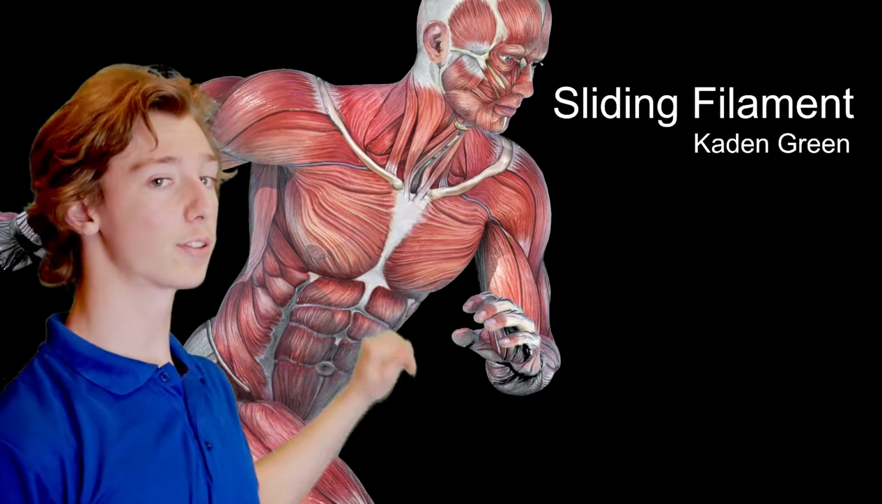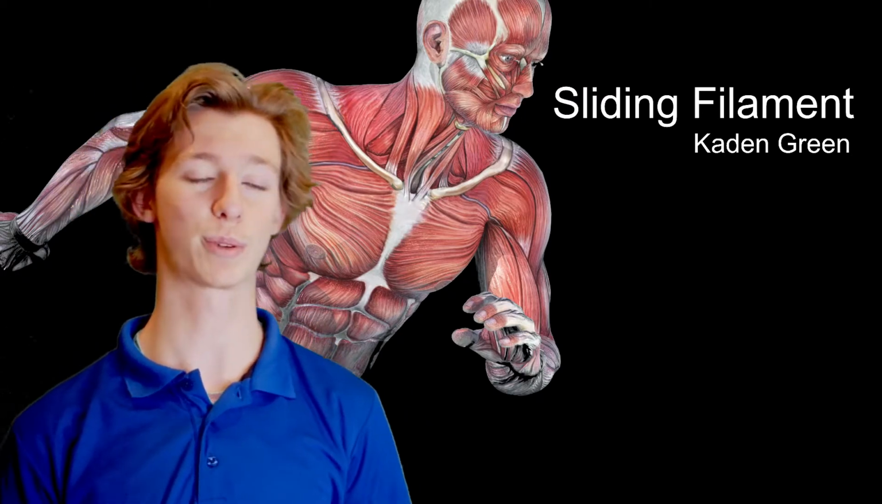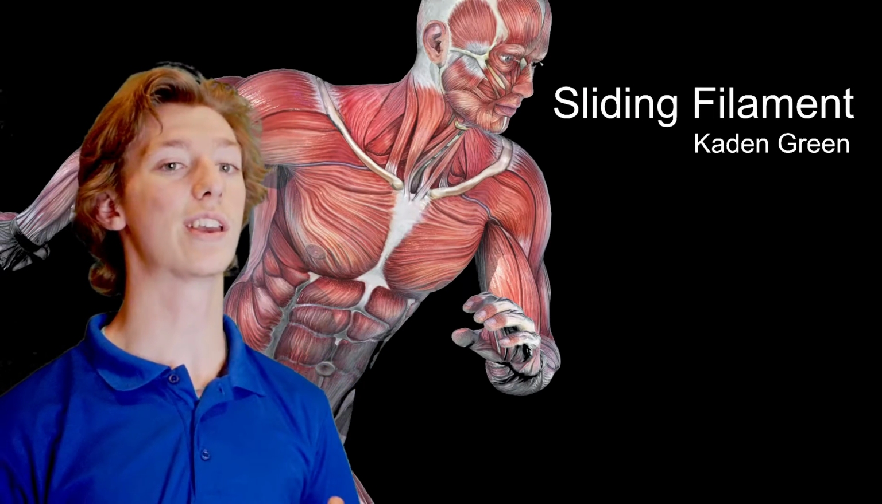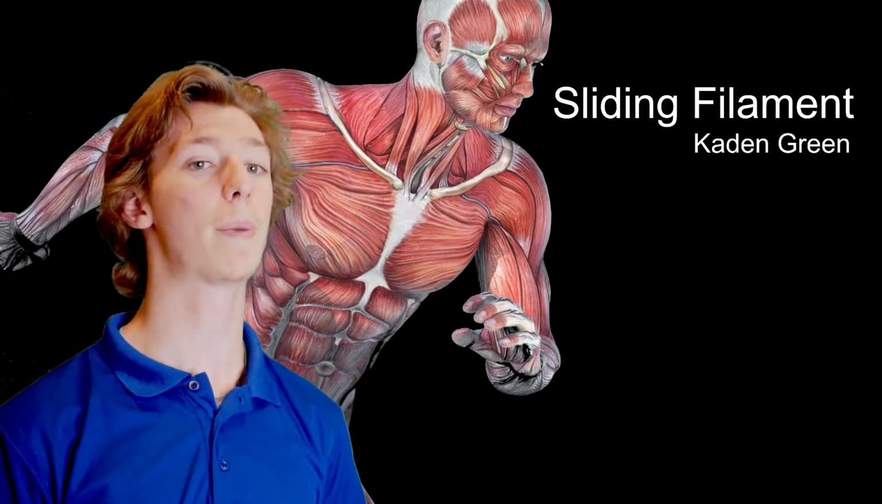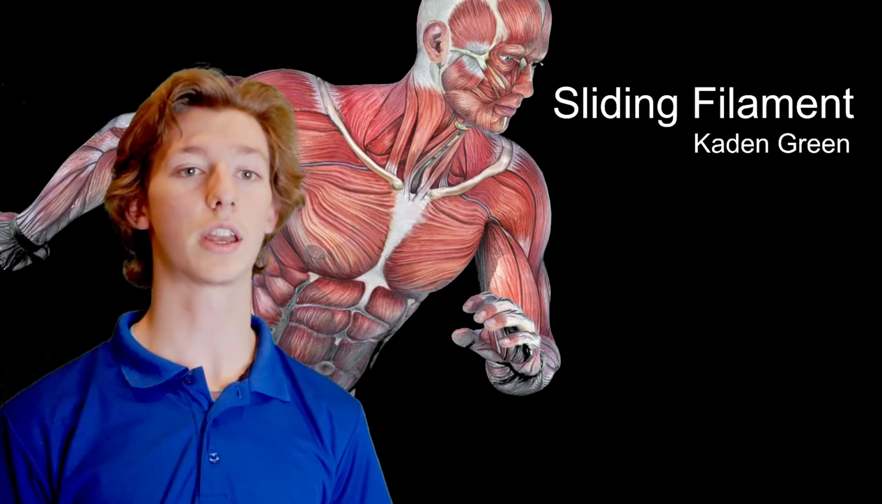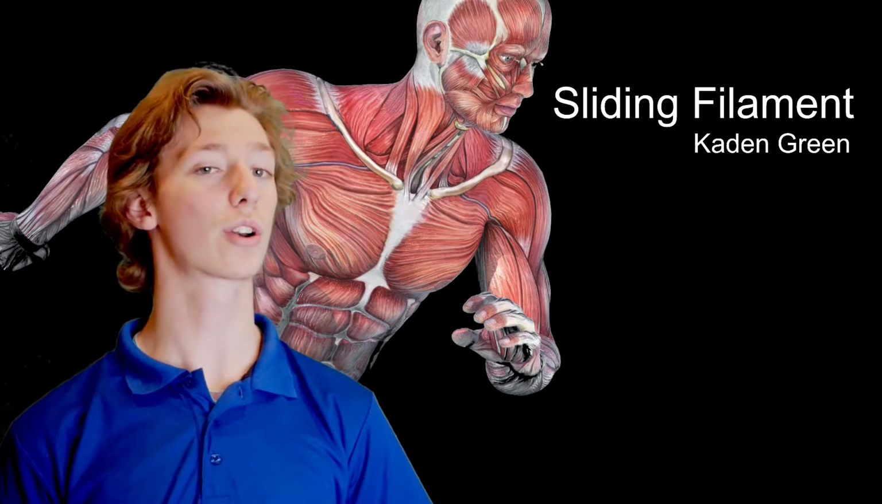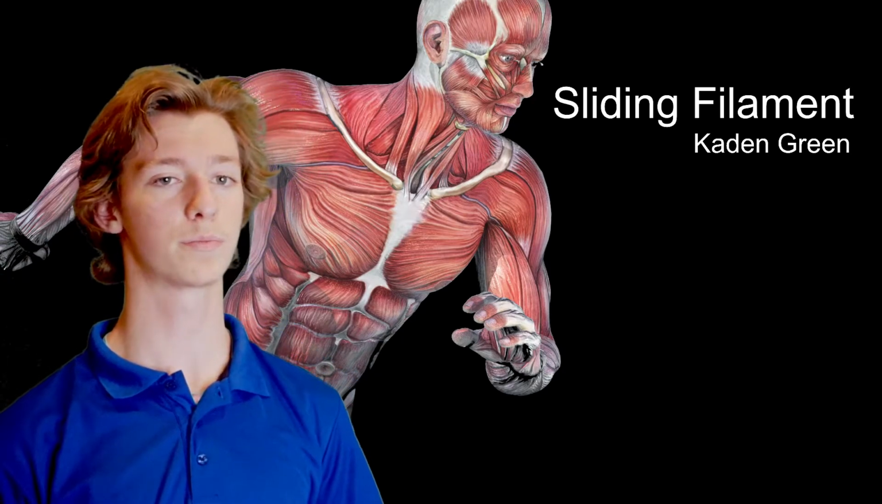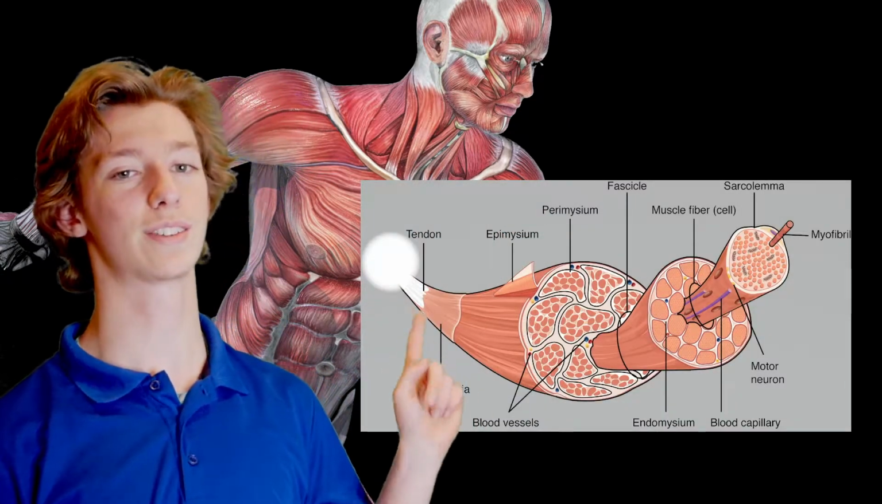Behind me is Mr. Muscle Man, and he obviously needs to know how to contract his muscles. So the sliding filament theory comes into play with the two filaments called myosin and actin. They will slide across each other in order to contract, which will help us understand how to contract a muscle. Which brings us to tendons.